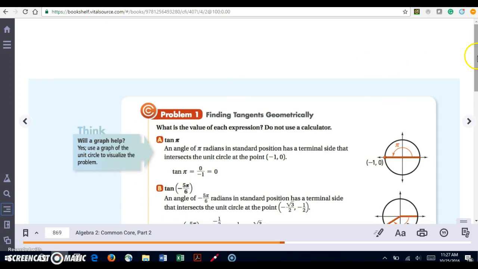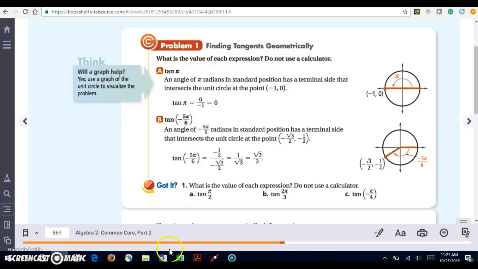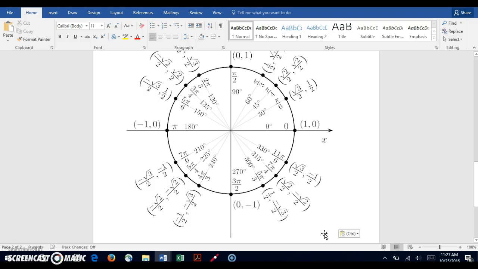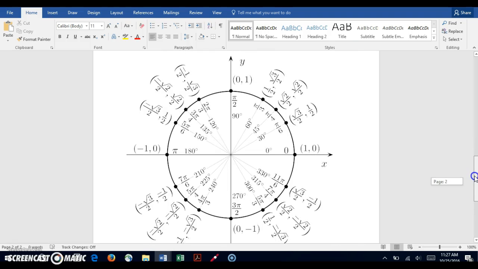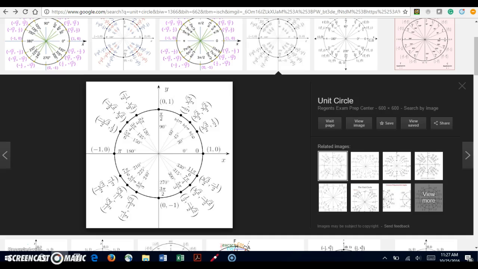Okay, so when I was growing up, when I was in high school, we had to memorize this thing called the unit circle. So here's a picture of it, and all I did was Google unit circle, and it came right up. And when I was young, like I said, I had to memorize this. Well, lucky for you guys, you don't have to memorize it. All you have to do is pull one up and you can use it.